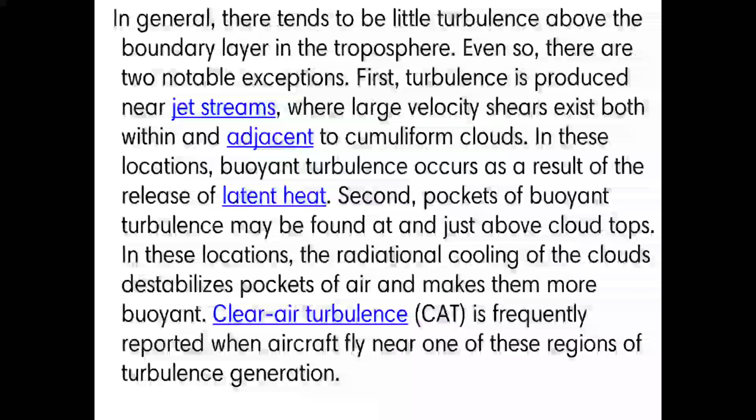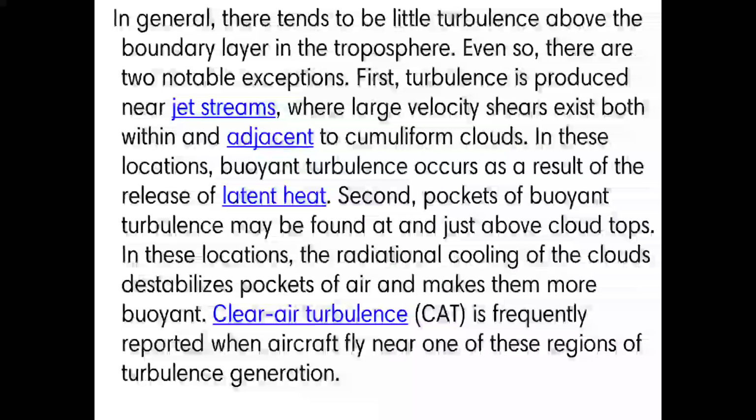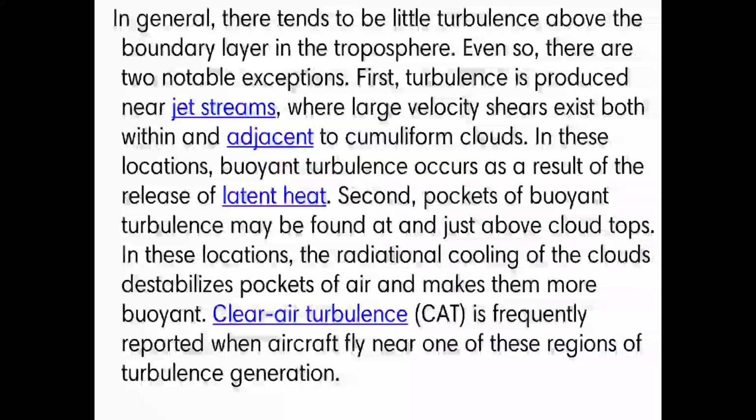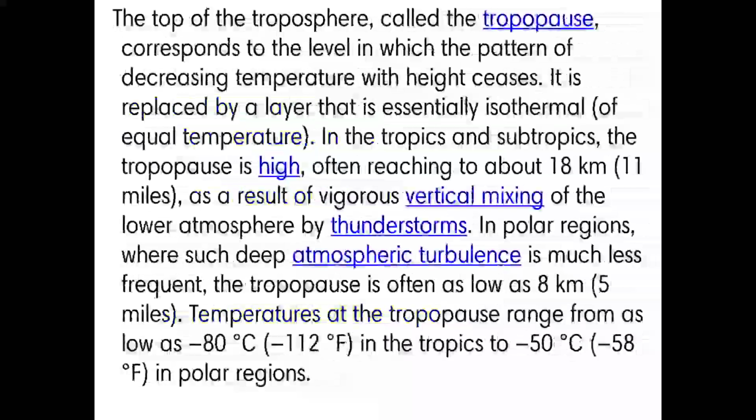Second, pockets of buoyant turbulence may be found at and just above cloud tops. In these locations, the radiative cooling of the clouds destabilizes pockets of the air and makes them more buoyant. Clear air turbulence (CAT) is frequently reported when aircraft fly near one of these regions of turbulence generation.